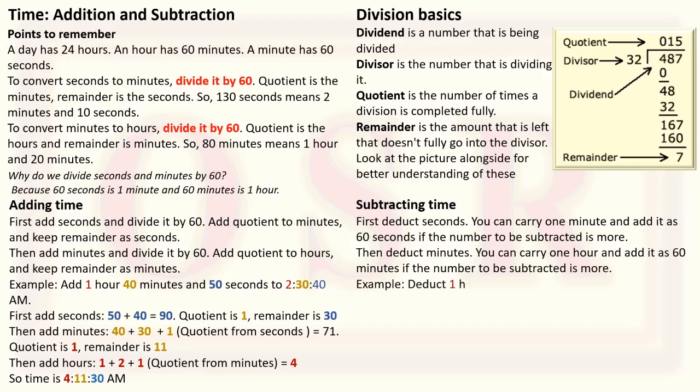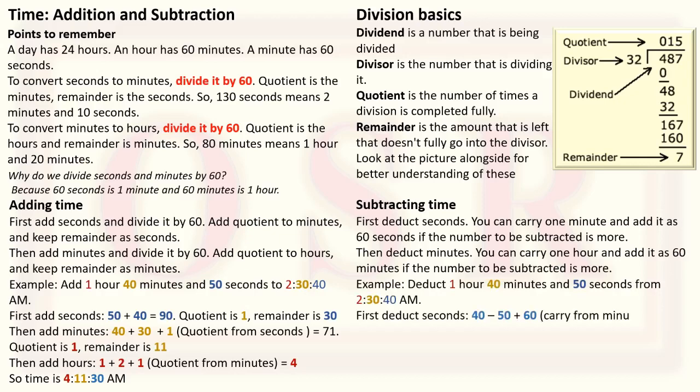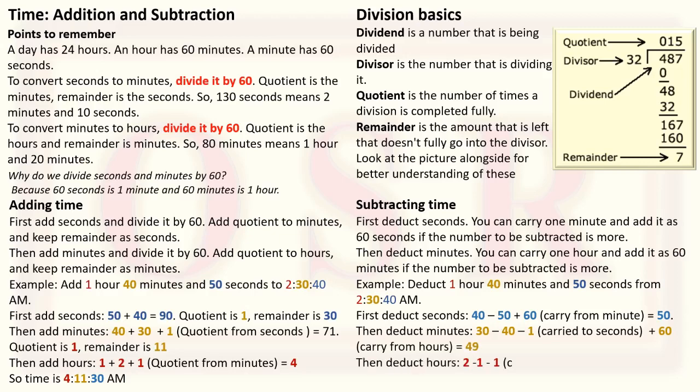Example, deduct 1 hour 40 minutes and 50 seconds from 2:30:40 am. First deduct seconds. 40 minus 50 plus 60 carry from minutes is equal to 50. Then deduct minutes. 30 minus 40 minus 1 carried to seconds, plus 60 carry from hours, is equal to 49. Then deduct hours. 2 minus 1 carried to minutes is equal to 0. So time is 0:49:50 am or 12:49:50 am.